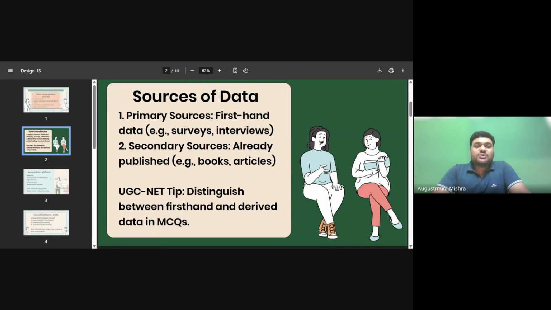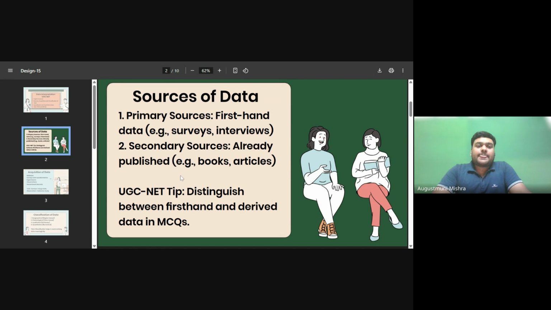When we are talking about the source of data, that can be of two types. First is primary, another one is secondary. Primary sources are the first-hand data, meaning you are collecting data by yourself, by doing surveys, interviews and all. Secondary data is already published and available, with the help of books, articles, internet archives and all. So I hope that is clear to everyone, because there's nothing very complex in this.